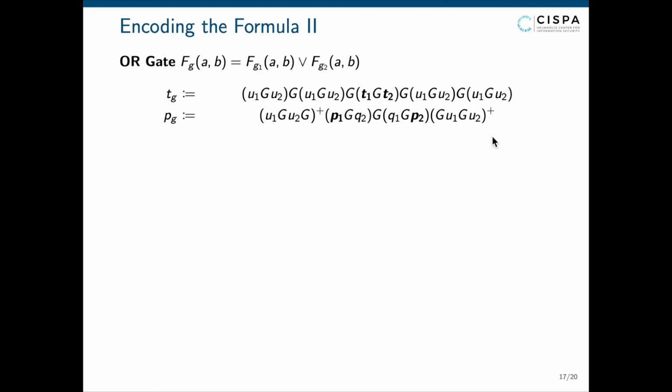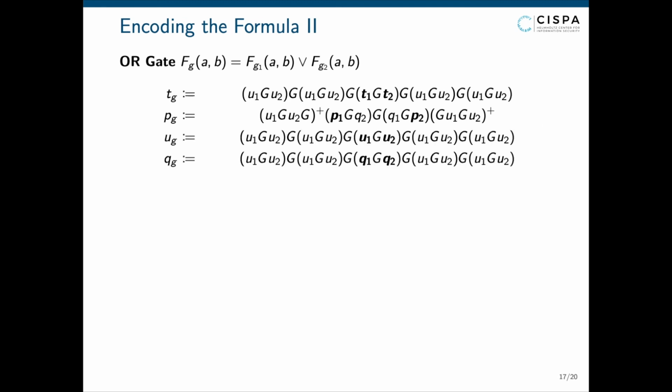And we can simply stop and conclude the definition of the text and the pattern for the OR gate. Of course, we also need the universal text and universal pattern, but they are actually the same as the normal text, but we replace the role of T by the role of U and Q.